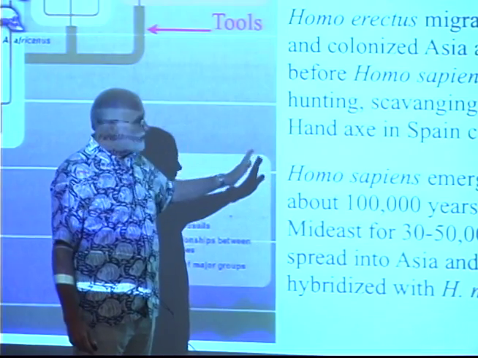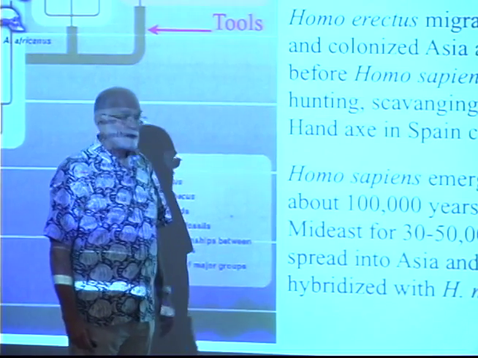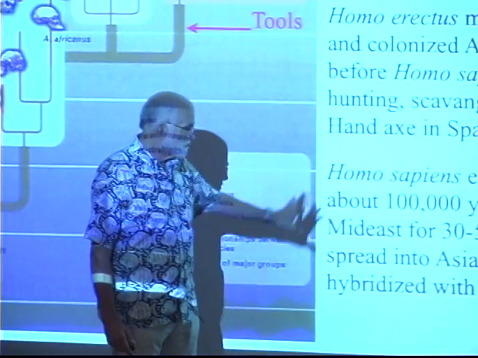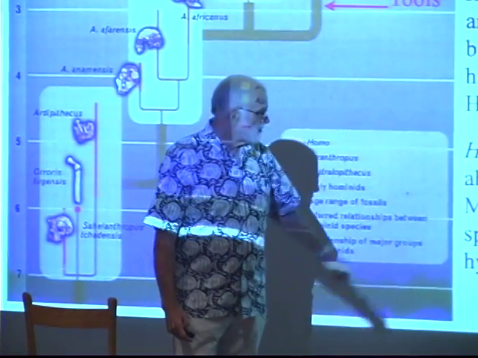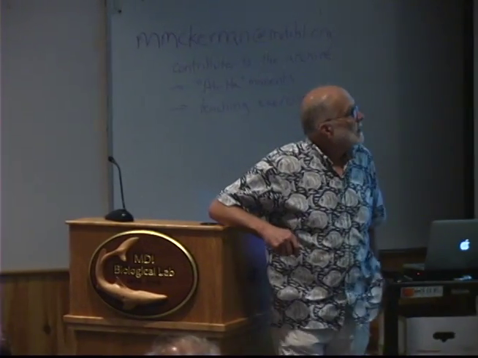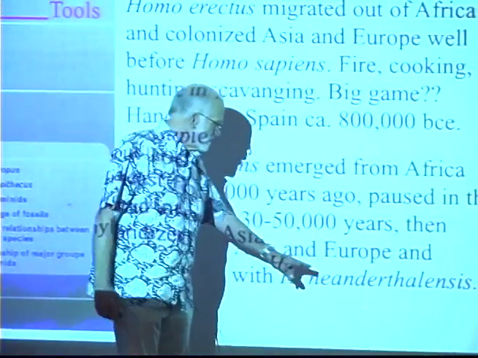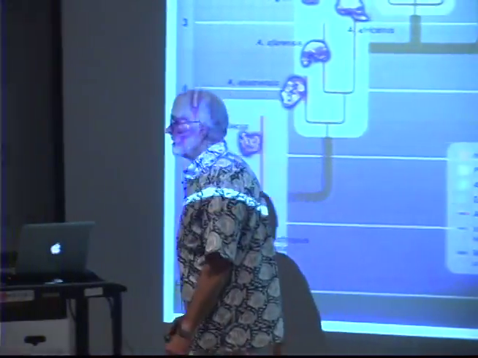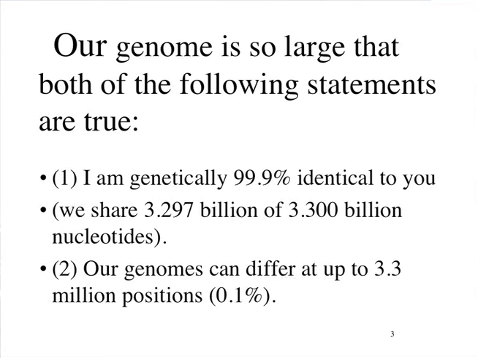I'll show you this in more detail, but I'll repeat it several times. We came out of Africa about 100,000 years ago. We paused in the Middle East for 30 to 50,000 years, and then we spread out into Asia and Europe, and those that did that hybridized with Homo neanderthalensis. By the way, I think this is more titillating than significant in terms of the portion of our genome. We probably have more virus genes in our genome than Neanderthal genes in our genome.